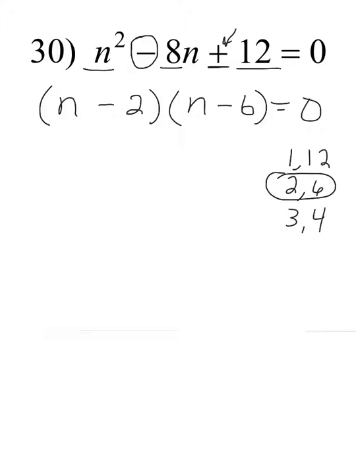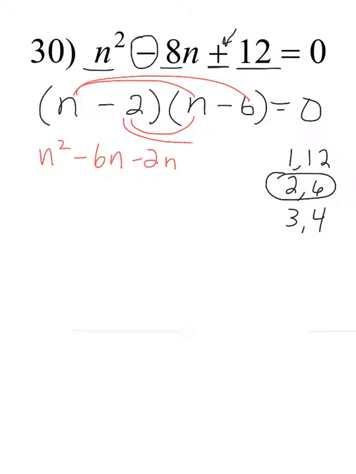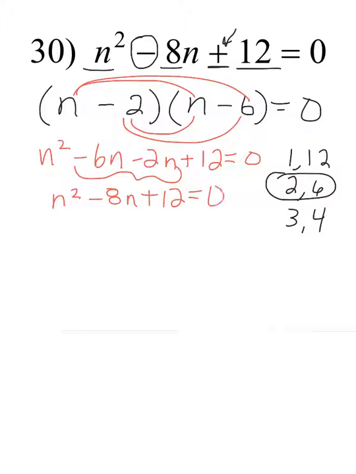So again, let's just quickly distribute. The n to the n gets us n squared. The n to the negative 6 gets us negative 6n. Then we're going to distribute the negative 2 to the n to get negative 2n, and the negative 2 to the negative 6 to get us positive 12. And all of that equals 0. And when we combine these two center terms, we have n squared minus 8n plus 12 equals 0, which is exactly what we started with. So we know that these are indeed our factors.